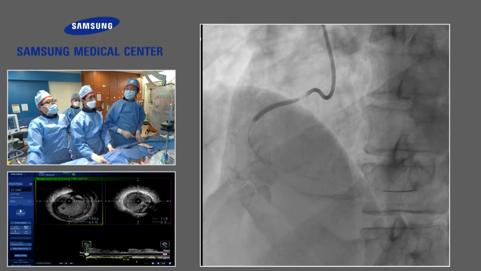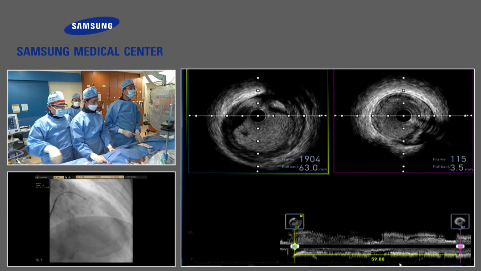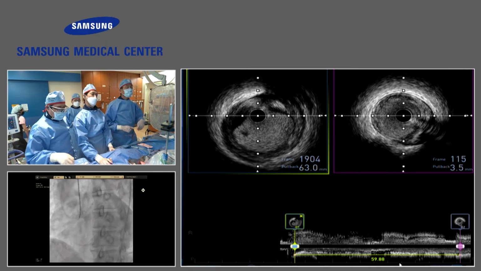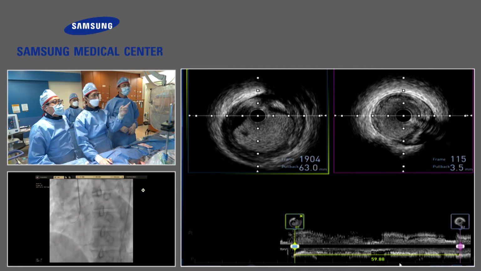For me, I'd like to repeat the injection of intracoronary nitroglycerin and use a bigger balloon to increase the distal bed up to the actual size.